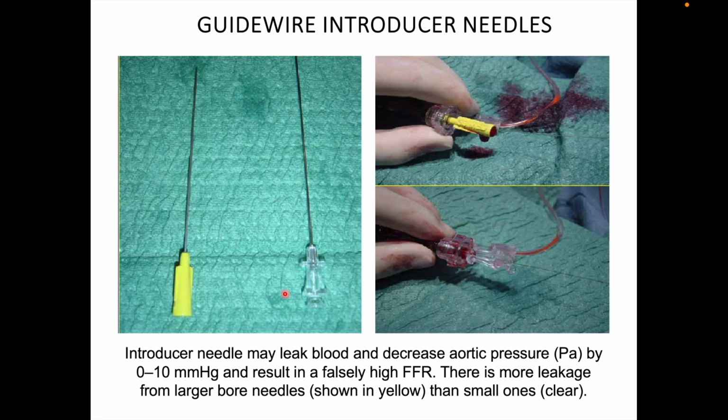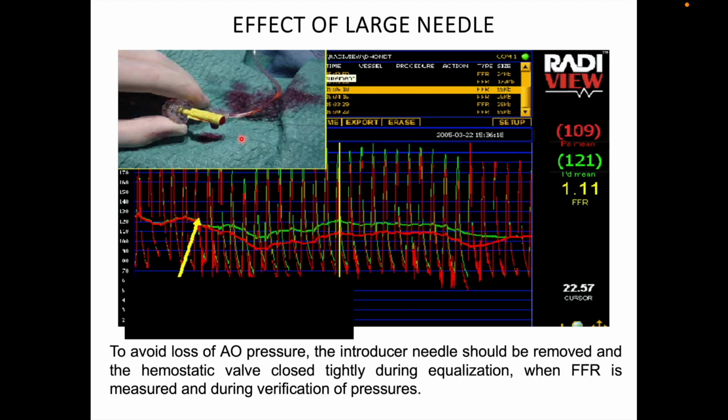One is with the yellow hub, one is with the transparent hub. The yellow hub is a slightly thicker one, and therefore more blood can leak out and more pressure can go down with the yellow one as compared to the white one. And that's to show you the impact of keeping the introducer in the Y connector.